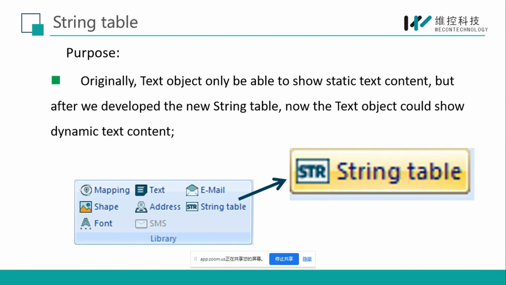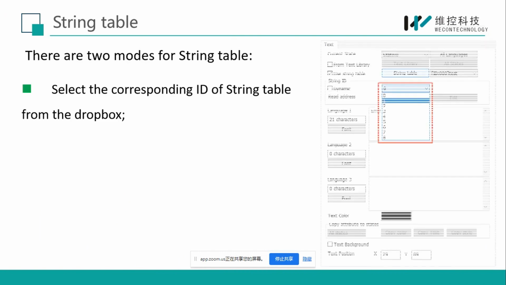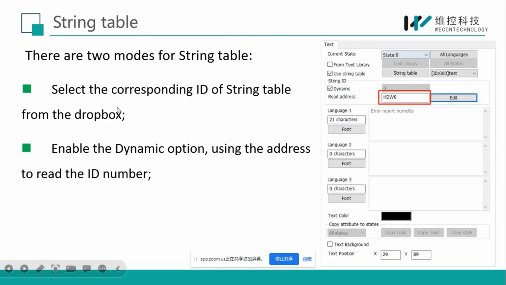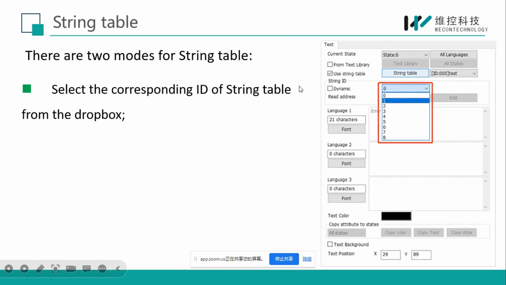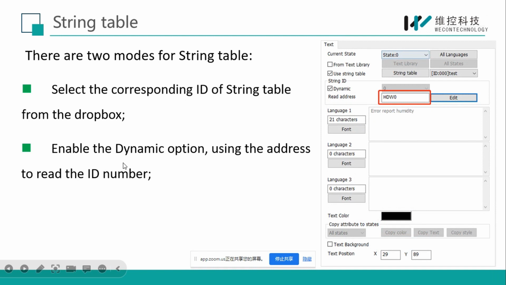So it's mainly for controlling dynamic content for the text object. As we said, we can select the corresponding ID from the drop-down box, and the second mode is to enable the dynamic option and use the address to read the ID number. This is the second new function I want to introduce. Any question for this part?